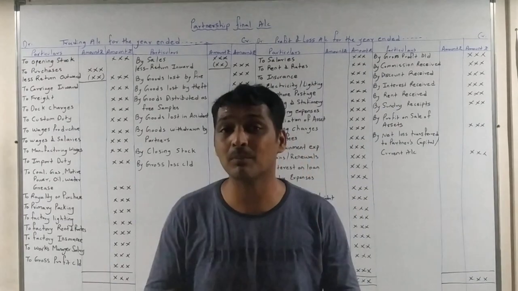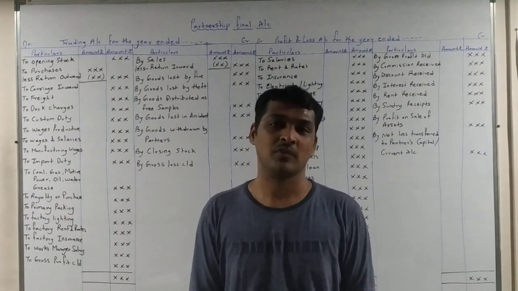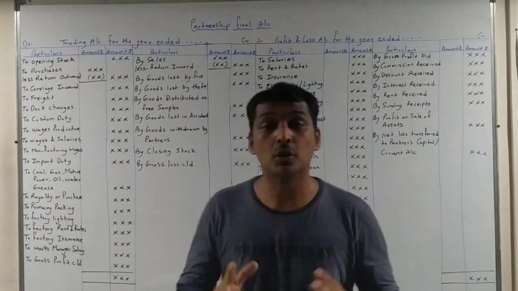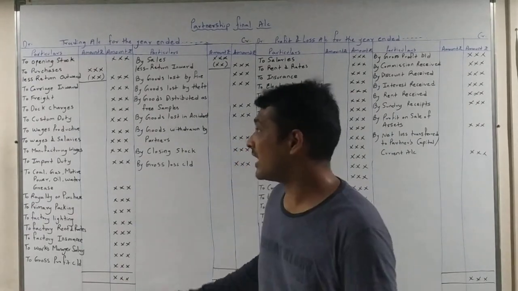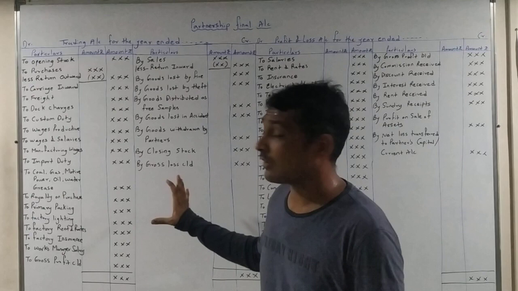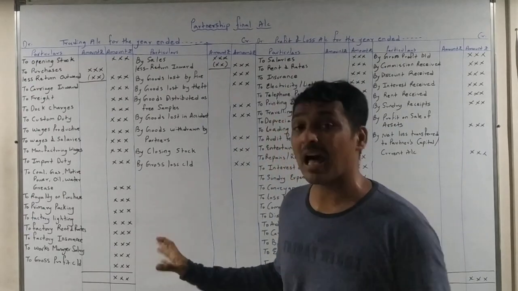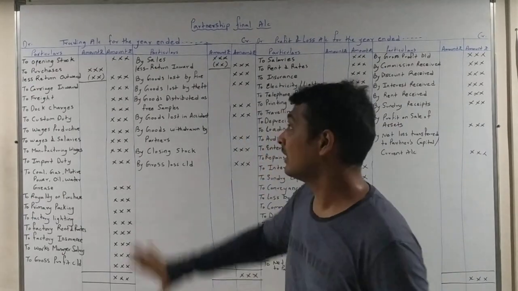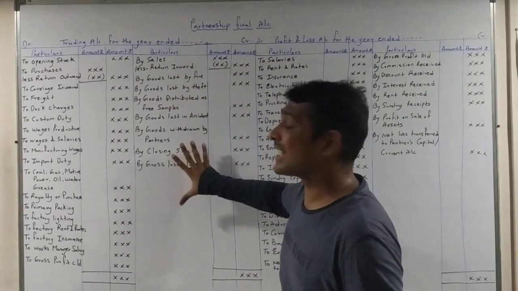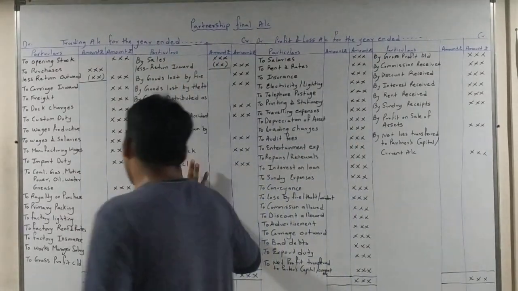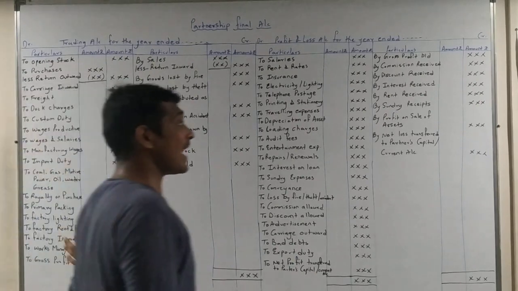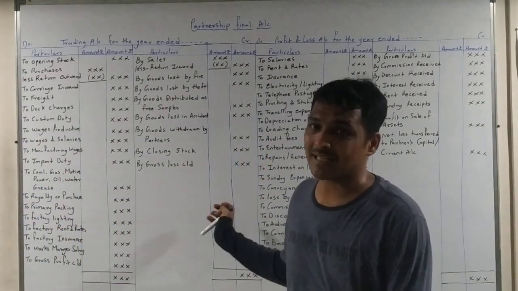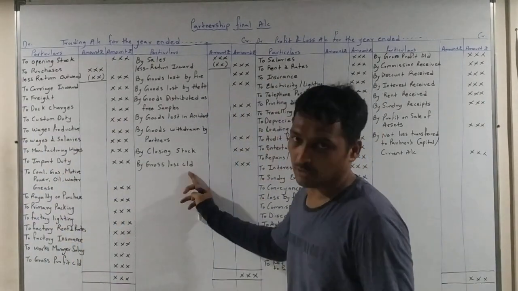Now, why do we prepare the trading account? We prepare the trading account to know the gross profit or gross loss of the business. So here the trading account is prepared to find out gross profit or gross loss. Now how to find out gross profit or gross loss? If the credit side is larger than the debit side, then you get a gross profit. And if the debit side is more than the credit side, you get a gross loss.